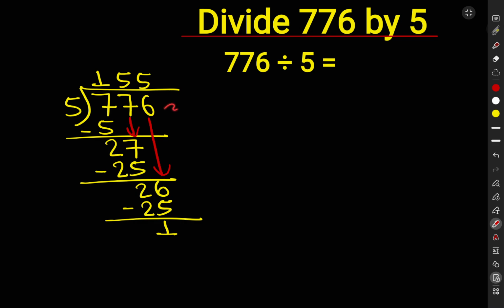So now we have no other number to put down. So we put a decimal here, so that we can put 0. It is 10 and 5 times 2 is 10. On subtracting we get 0.